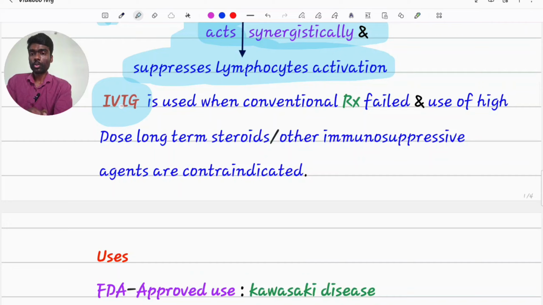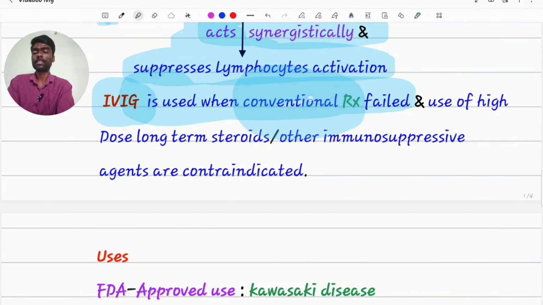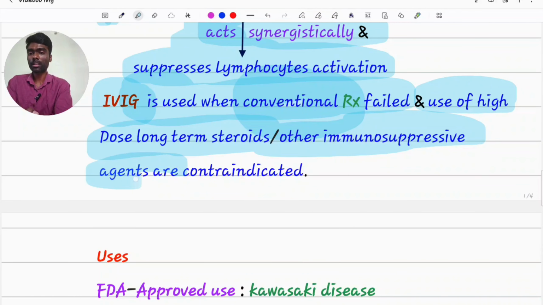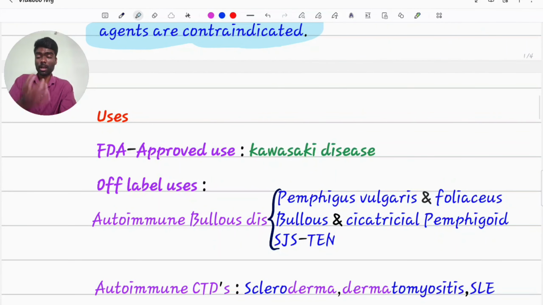Intravenous immunoglobulin is used when conventional therapy has failed. First itself we won't go for IVIG. First we will keep conventional therapy. If it fails, or use of high dose long-term steroids or any other immunosuppressant agents is contraindicated, then as a last resort we will use IVIG, because it is very costly.